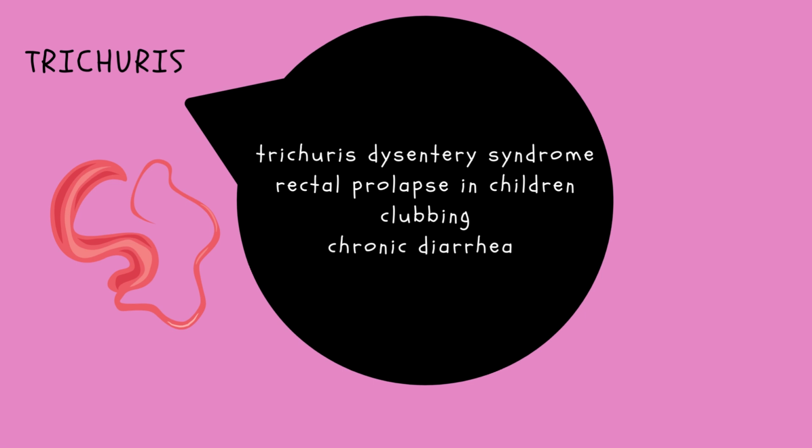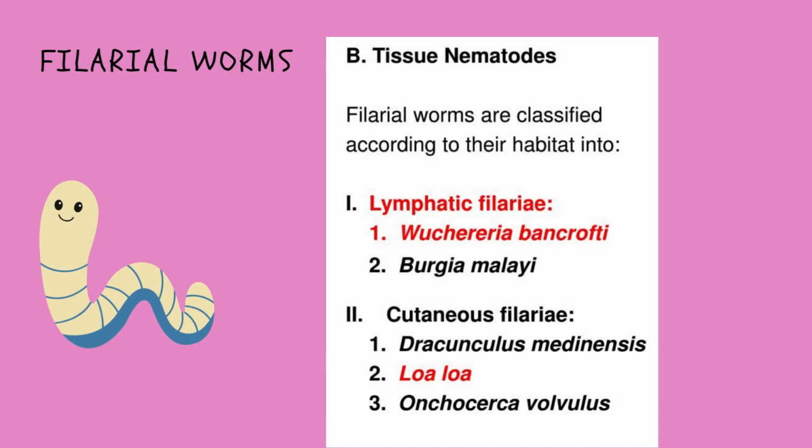Coming to Trichuris, which is called the whipworm, it can cause Trichuris dysentery syndrome, which is a triad of rectal prolapse, especially in children in endemic areas, clubbing, and chronic diarrhea. Rectal prolapse, chronic diarrhea, and clubbing. That is the Trichuris dysentery syndrome. So that was our intestinal nematodes. Coming to tissue nematodes, which are filarial and non-filarial.